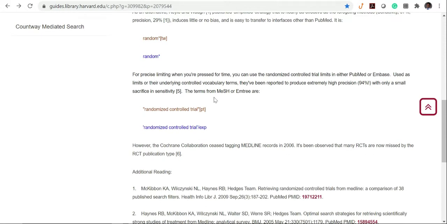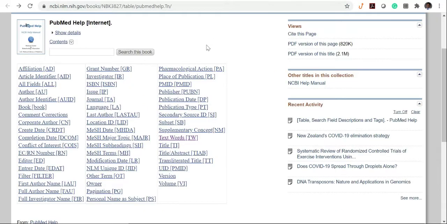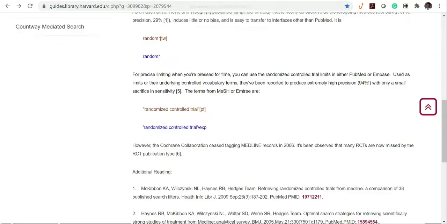Or else, another search method that could be used with a high precision, still 94% is good, and only a little bit of sensitivity has been reduced in this particular one, where you put the term randomized control trial and PT, which we'll get into what these terms are. PT stands for the study type. Well, let's actually look at here. So it's a publication type for PT. So that's what the PT stands for, and we'll look at this shortly.